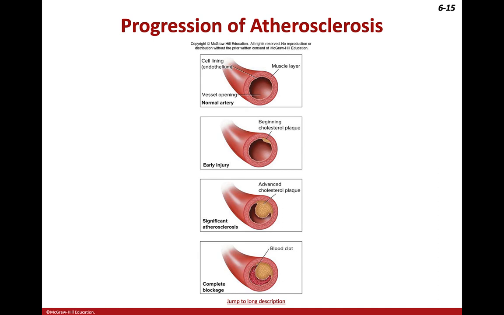So then here we can actually see early injury, and that's one of the things that actually promotes this process, and it's damage to the inner layer of the blood vessel. So we can start to see the progression and the beginning of that cholesterol plaque. Then we start to see the advancement of the plaque, and notice the impact it has on the vessel. So that vessel is now getting pretty occluded, and eventually we get to the point where we have a complete blockage and we have a clot that may actually break off and create an issue elsewhere.